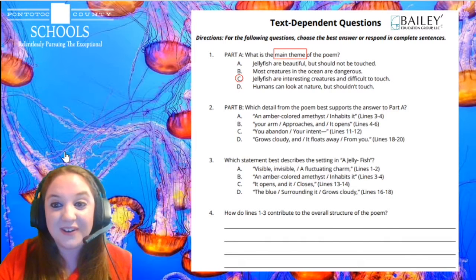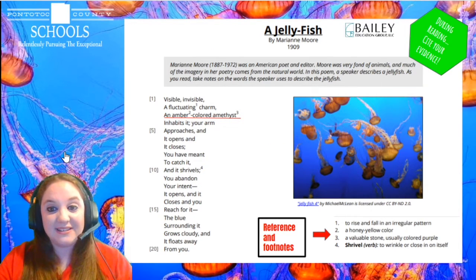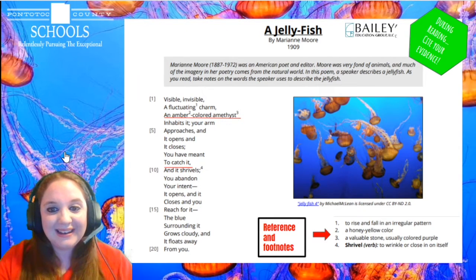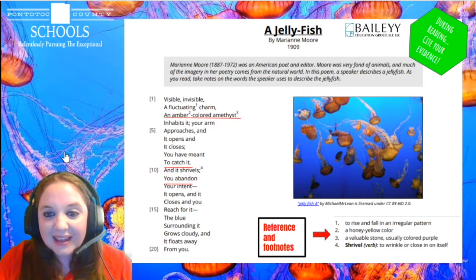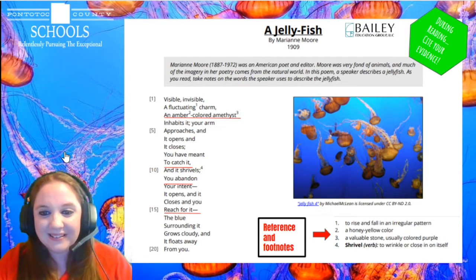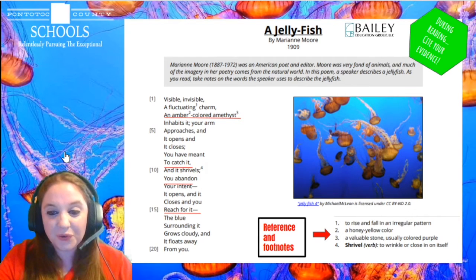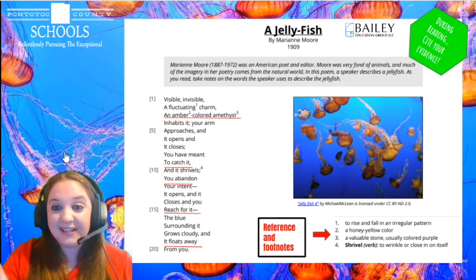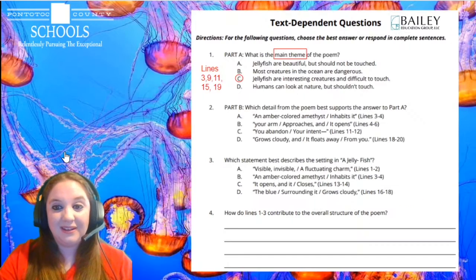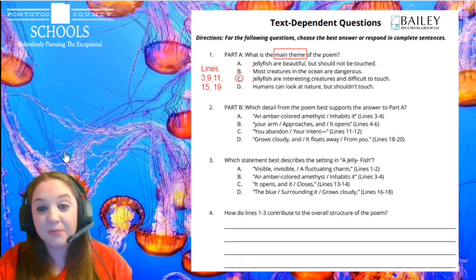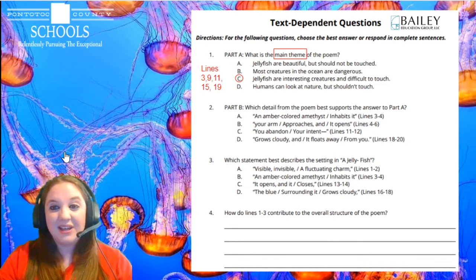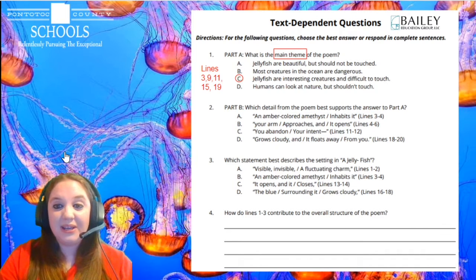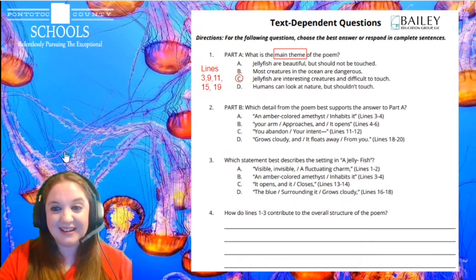Let's look back in the text to find our evidence. We can find our evidence in line 3, an amber-colored amethyst. In line 9, to catch it. In line 11, you abandon. In line 15, reach for it. And in line 19, it floats away. Be sure you have underlined your evidence on your page as well. We also need to write the line numbers that we found our evidence in. Number 1, C, lines 3, 9, 11, 15, and 19.